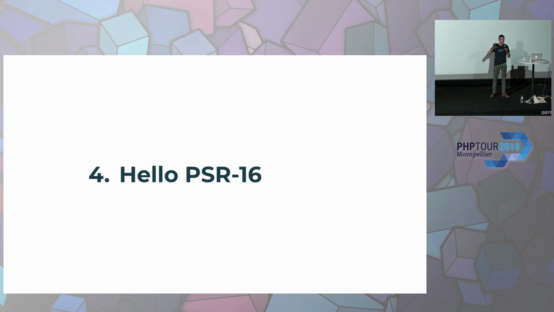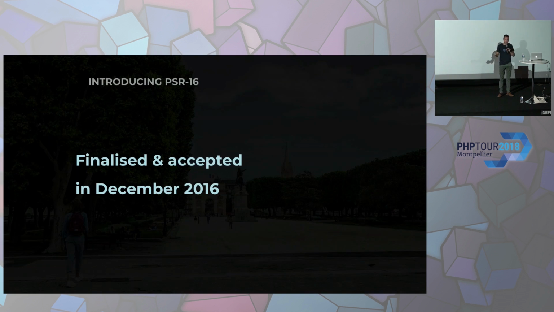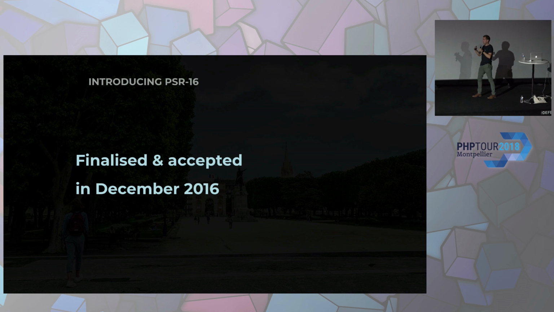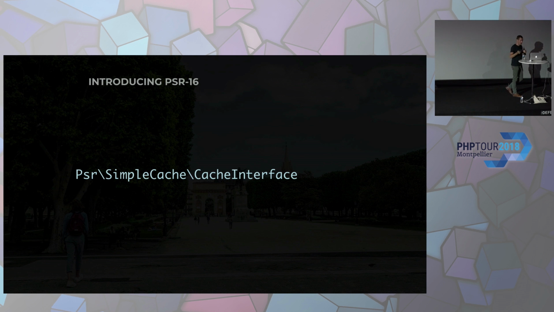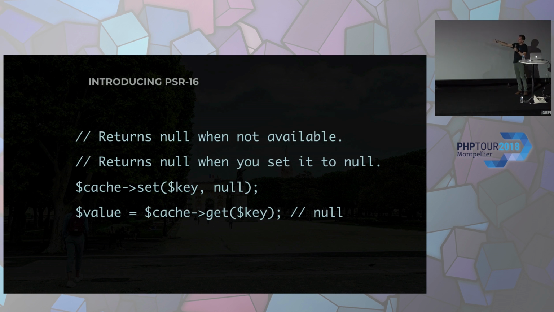So the PHP-FIG is kind of divided between people that prefer PSR6 and people that prefer PSR16. It was finalized and accepted exactly 1 year after the old one, in December 2016, as an official PSR recommendation. It's not a standard, it's a recommendation. And it only has one simple interface, called the PSR Simple Cache Interface. And it has, I think, 2 methods. Yeah, set and get, and that's it.